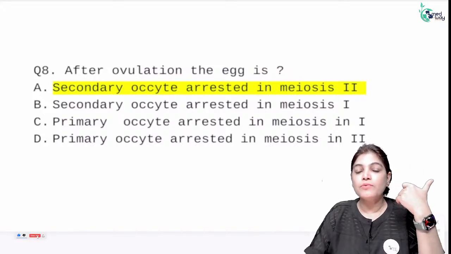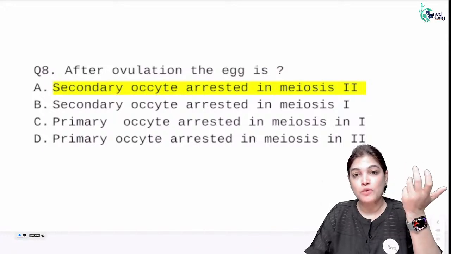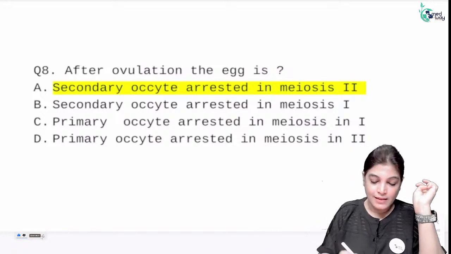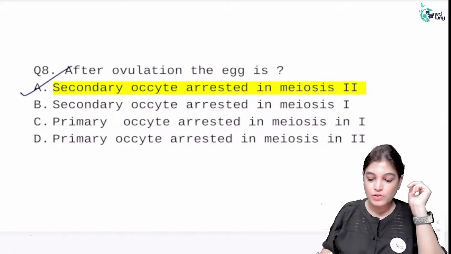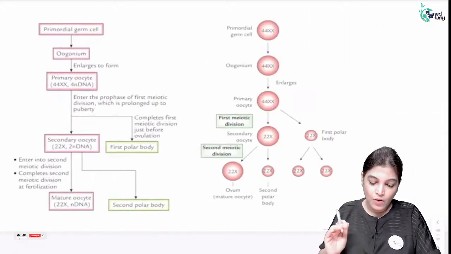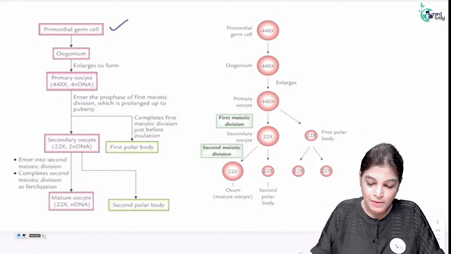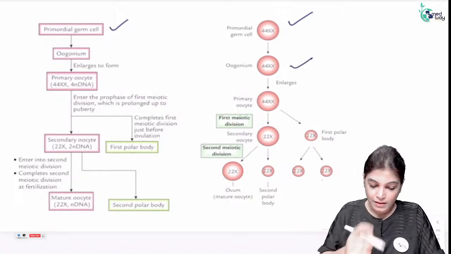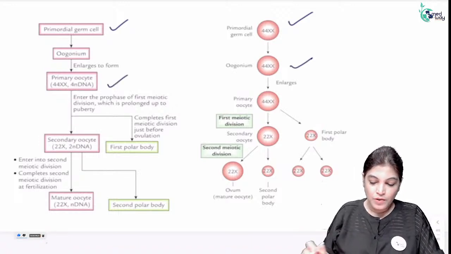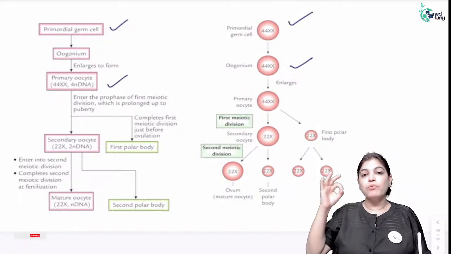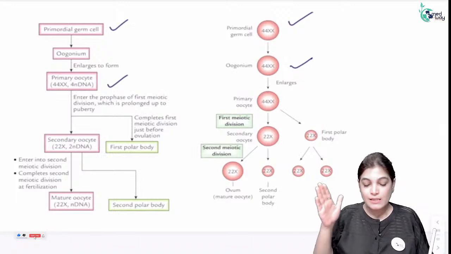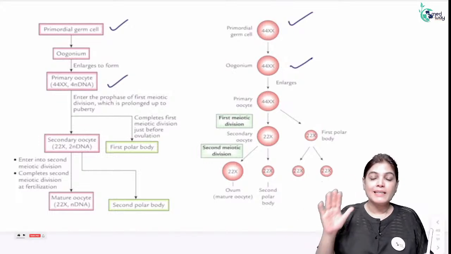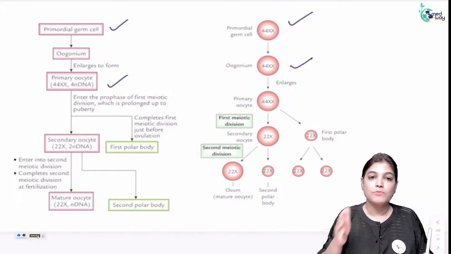Okay. So we know that the oogenesis process has started before birth, and you have to know the sequence of oogenesis, and the correct answer is after ovulation, the secondary oocyte is arrested in meiosis second. Now I just want to show you these primordial germ cells. By mitosis, oogonium is formed. Then the primary oocyte enters the first meiotic division. But it is very important to know that the first meiotic division is not completed until ovulation occurs.